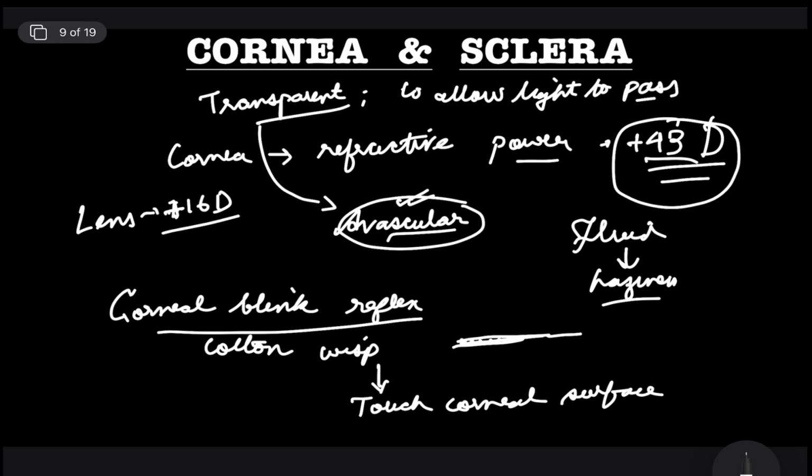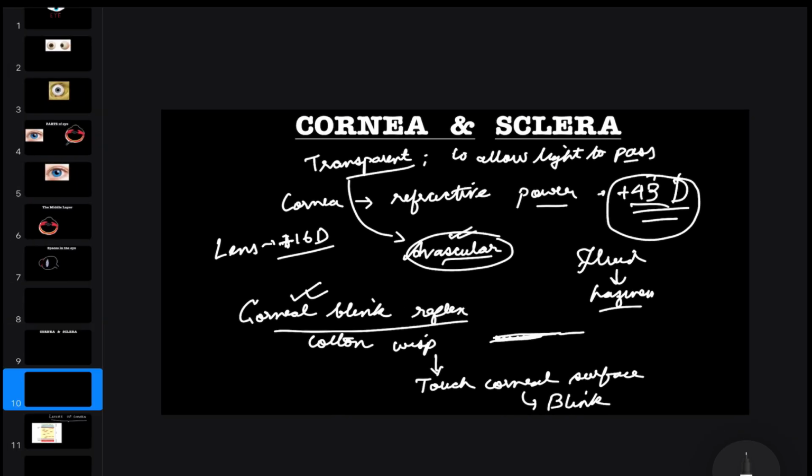In majority of us who have an intact corneal blink reflex, we will blink. If for some reason the cornea is anesthetized, that is, the cornea cannot feel, there are no sensations in the cornea, then the patient will not blink. What does this mean? This means that the cornea does have a nerve supply. Okay?